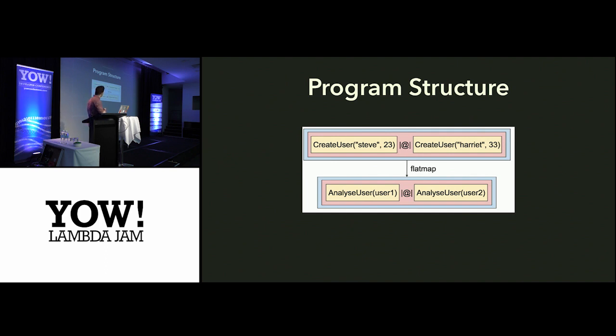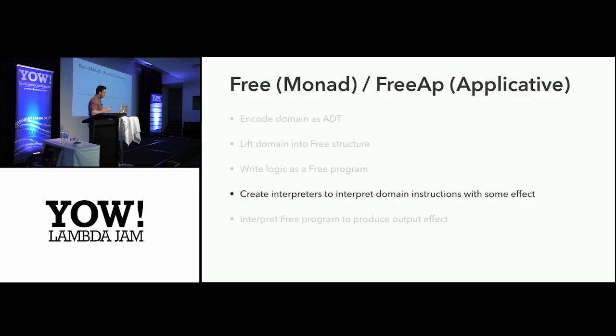So now we're saying I want to create the user Steve and Harriet independent of one another. Then I want to flat map it for dependent operations, and then I want to analyze user 1 and 2 independent of one another. So the next thing is to create interpreters to interpret the domain instructions with some effect.